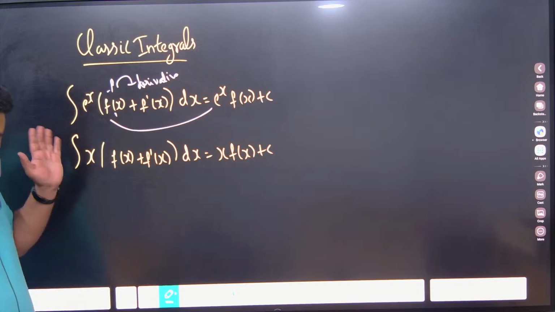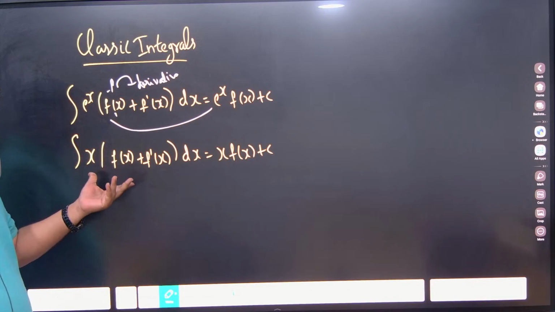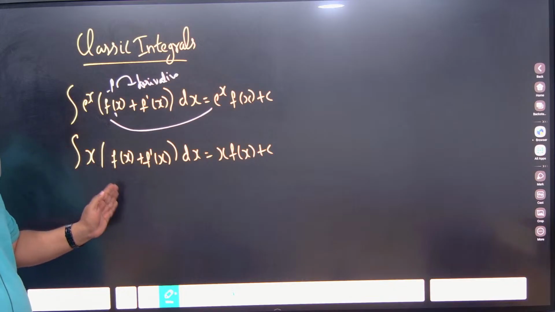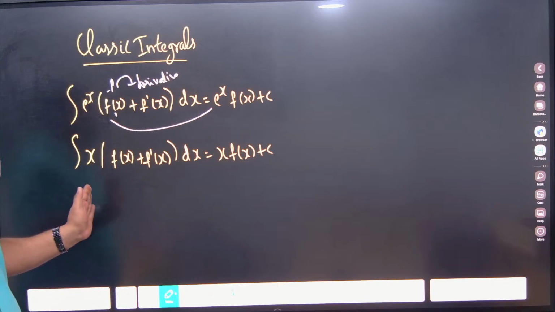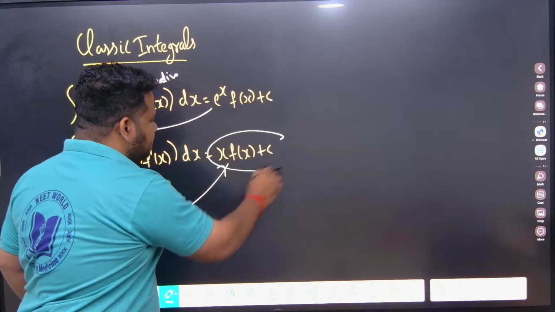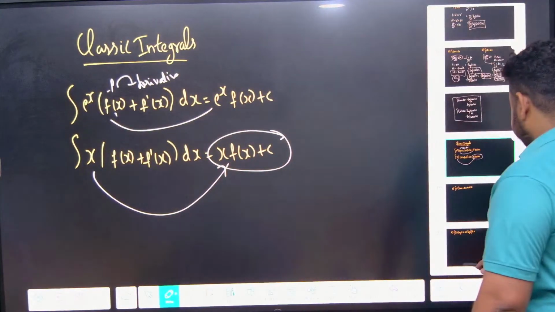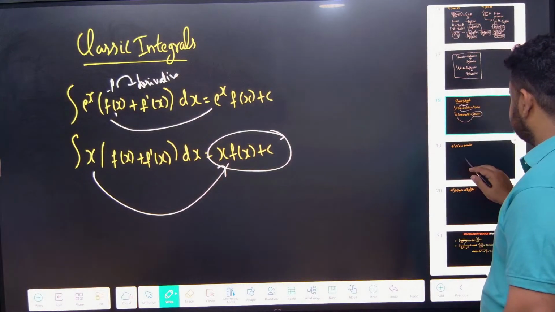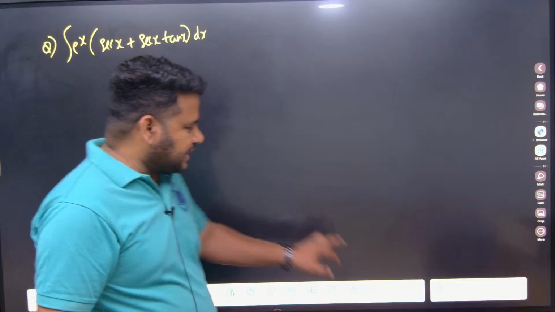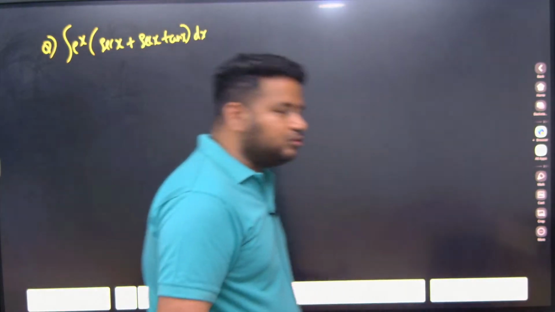Similarly, if the exponential function is not given, if the function is of the form x into f of x plus its derivative, f of x plus f dash of x, what will you write as the answer? X times f of x plus c. So this will be the answer. Now let us see some example questions for classic integrals, and I will tell you how to apply that.